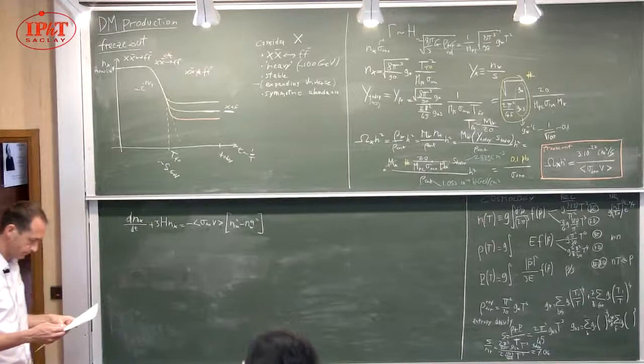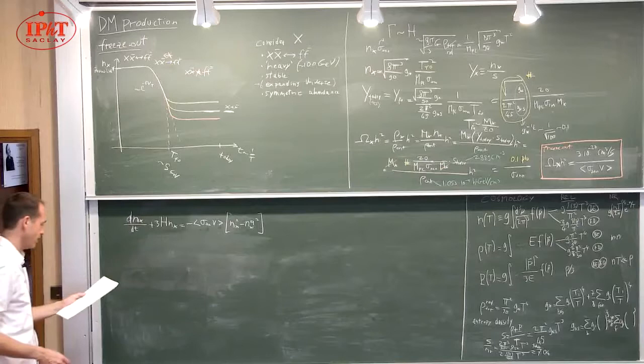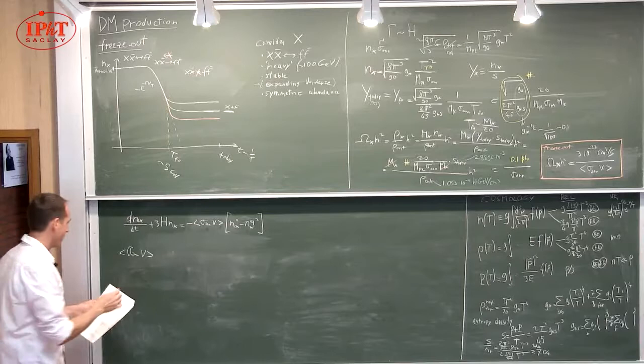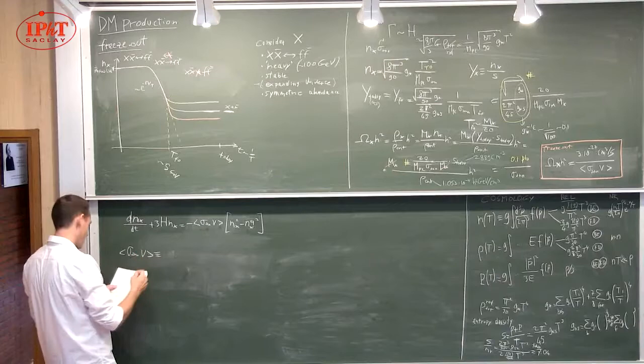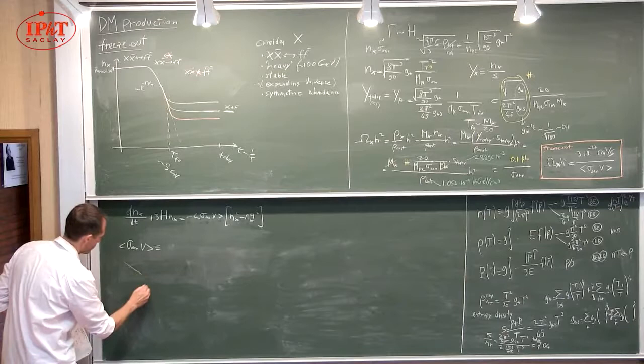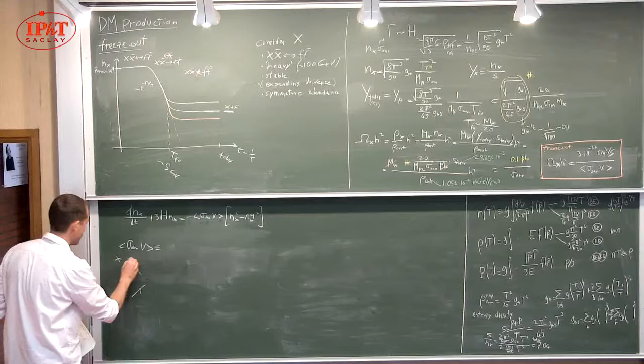However, I want to do two side comments. One side comment and an important comment later. So the quantity which is crucial here is the sigma annihilation times v averaged, where what I'm defining with these brackets is the thermal average, so the average over the distributions of the dark matter particles which are colliding. So you have a process in which you have the X and the X bar particle approaching each other. This one, say, has momentum P1 and this one has momentum P2.